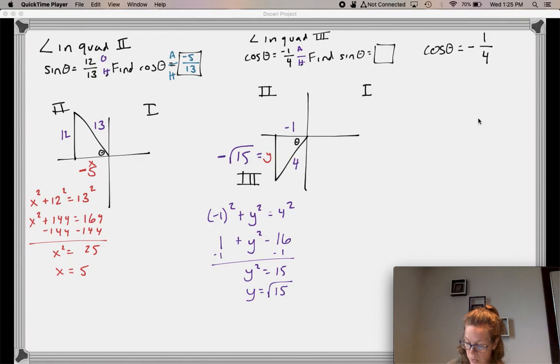After that's all labeled, then we can think about our SOHCAHTOA. We're trying to find sine, so we're trying to find an opposite over hypotenuse. The opposite of theta is that negative square root of 15. And the hypotenuse is 4.